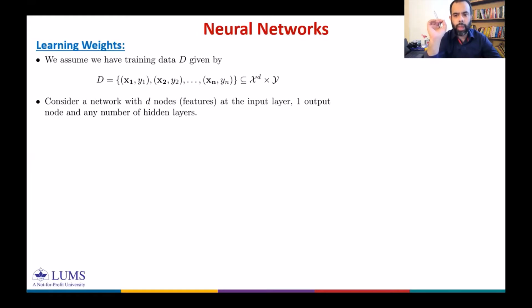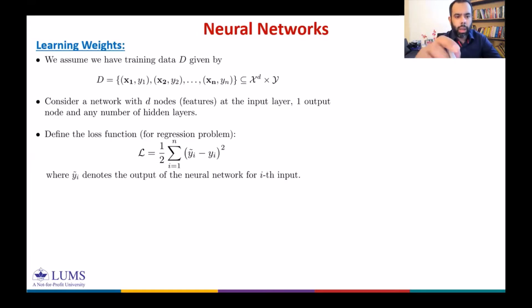For such a network, we can define the loss function, assuming we have a regression problem. It will be simply a squared error, right? y_i tilde is the output given by the network for input x_i, and y_i is the true label. You take a difference, that is an error, you square it, and you sum over all the observations. This is a squared error. And we know why we write this 1 over 2.